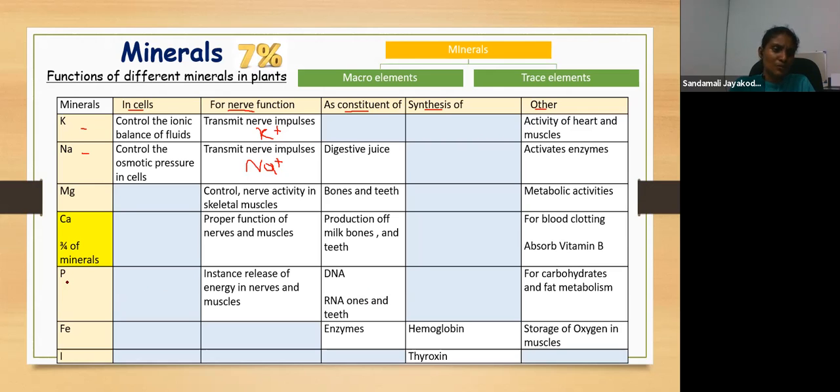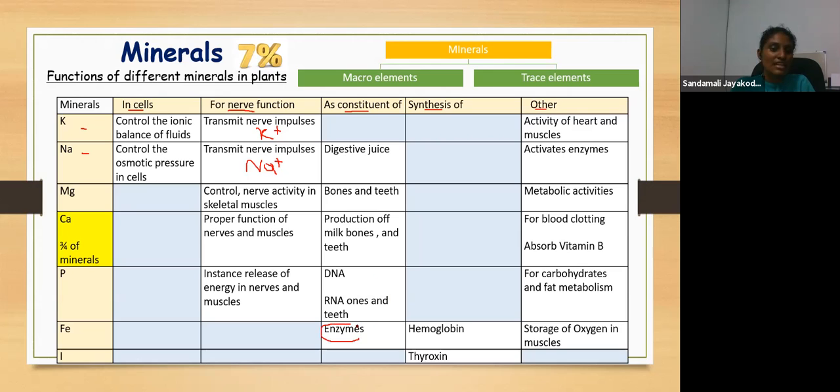When we think about phosphorus, it's the constituent of nucleic acids and also our teeth. And when we think about our bones, it's calcium. Calcium and also magnesium are constituents of bones and teeth. And then digestive juice contains sodium. In that way, you can remember.